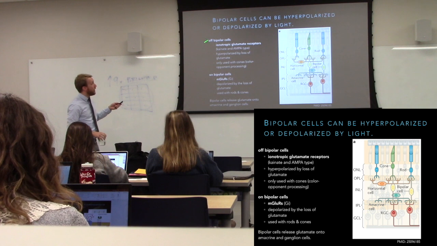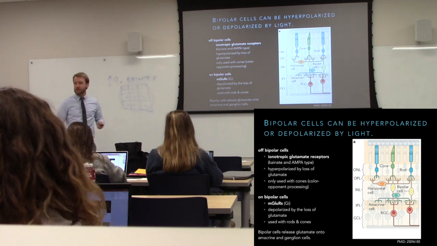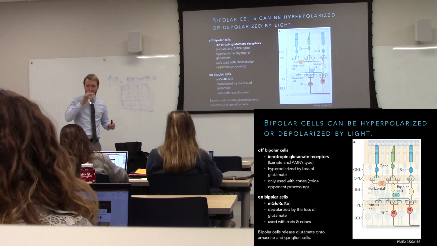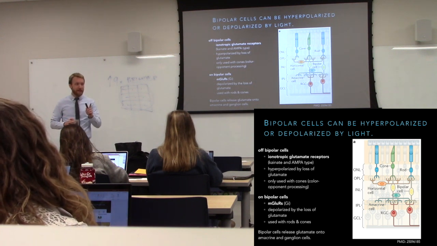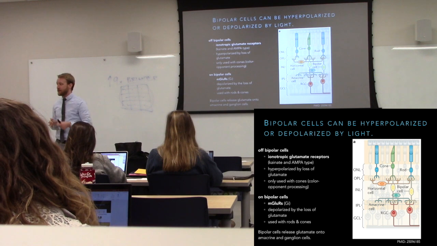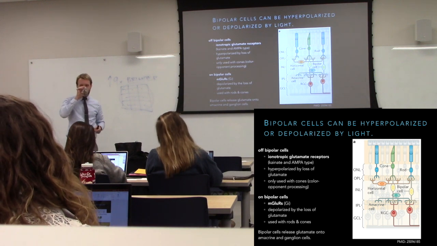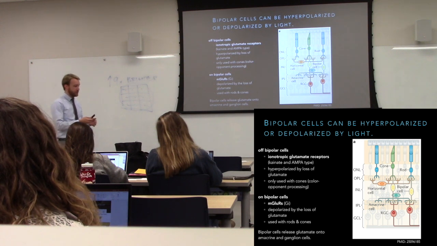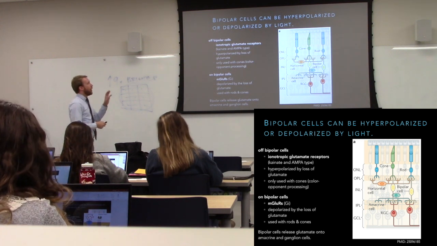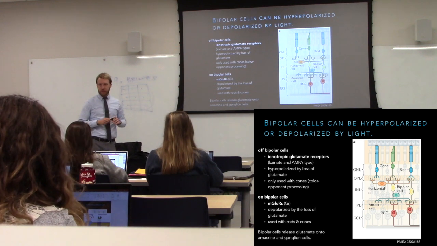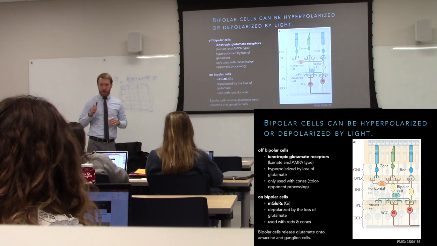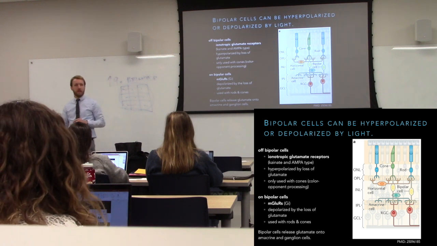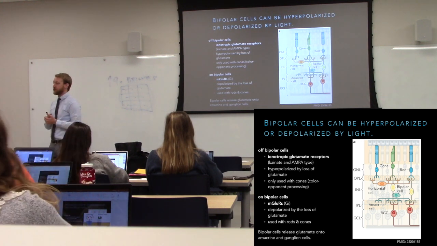If we're going to turn off a cell in response to less glutamate, that means the glutamate must have been stimulating that cell. Remember, I said that the fact that we're spitting out less glutamate is going to make things a little more complicated. It's not that bad when you think about it for, you know, a dozen years. So, off bipolar cells. These are pretty straightforward. AMPA receptors. Those glutamate receptors that allow for fast depolarization.